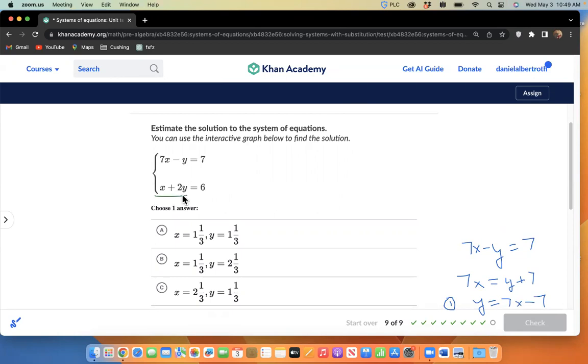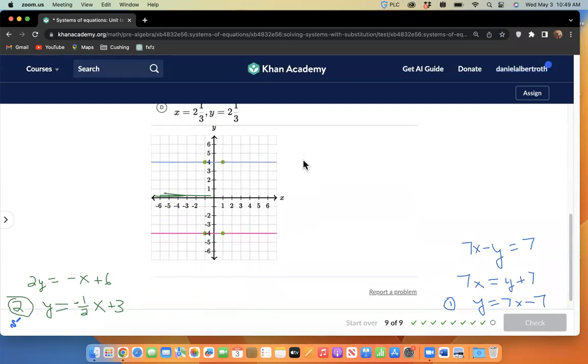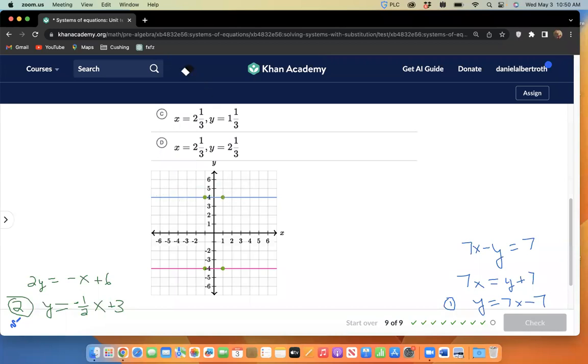Equation 2, this one here, the 2y, I'll subtract x from both sides, negative x plus 6, divide everything by 2. So y equals negative 1 divided by 2 is negative a half. 6 divided by 2 is 3. So this is equation 2, and it has a slope of negative 1/2 and an intercept of 3. So what I'm going to do now is graph these on the graph, and that is going to allow me to estimate the solution.